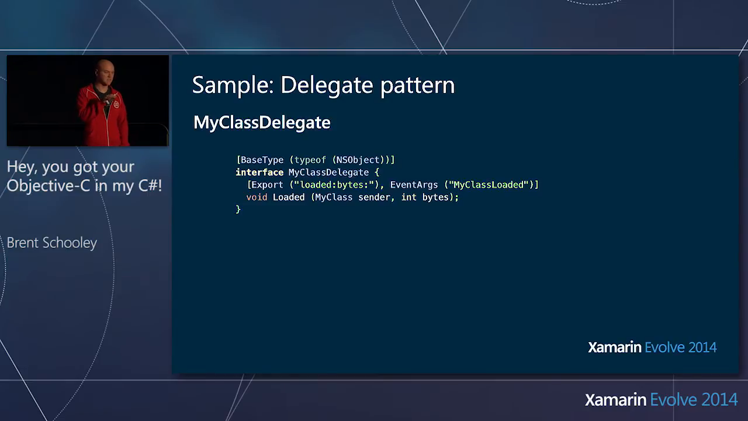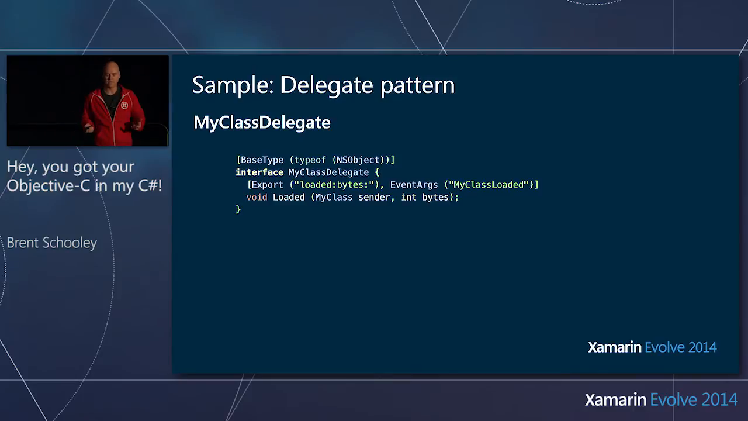bytes. So it's going to be the sender, so it's myClass, because remember, this is being called from myClass at some time, right? So the first parameter is myClass, because he's saying, hey, I'm loaded, give me the bytes. And then the bytes are the second parameter here. And then we're going to have event args.